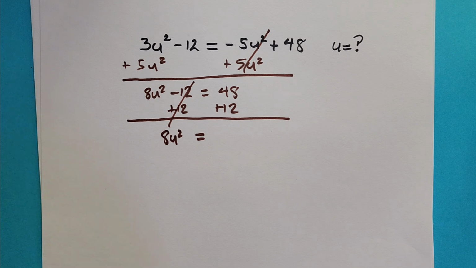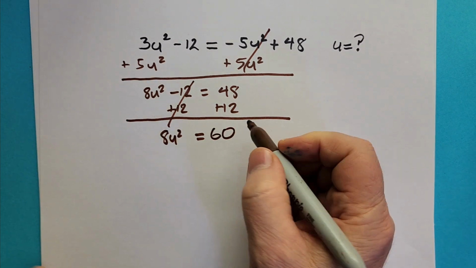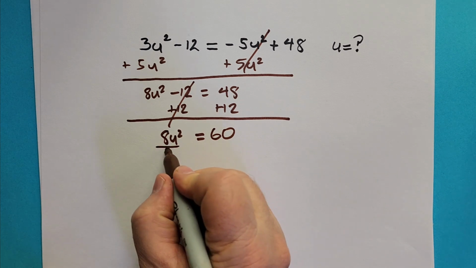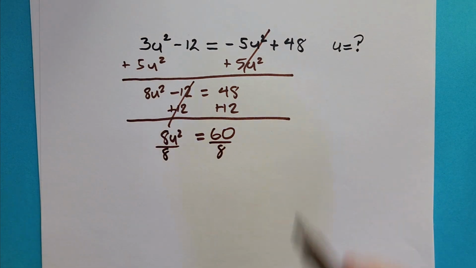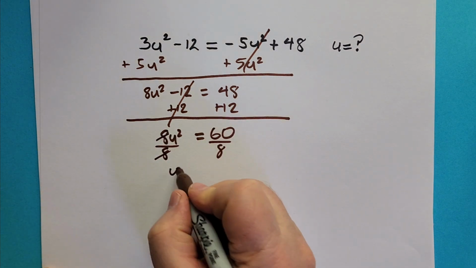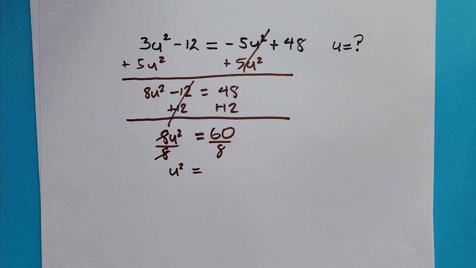So 48 plus 12 is going to give us 60. So I can kind of see in the long run that we're going to be dealing with fractions in this one. And we're going to go ahead and get rid of the 8 in front of the u squared by multiplying by 1/8. But again, on the fly, it's kind of easy to write it as division. But technically, division by 8 is the same thing as multiplication by 1/8. Okay, so those do divide out, or they cancel out, leaving me with u squared equals 60 over 8.